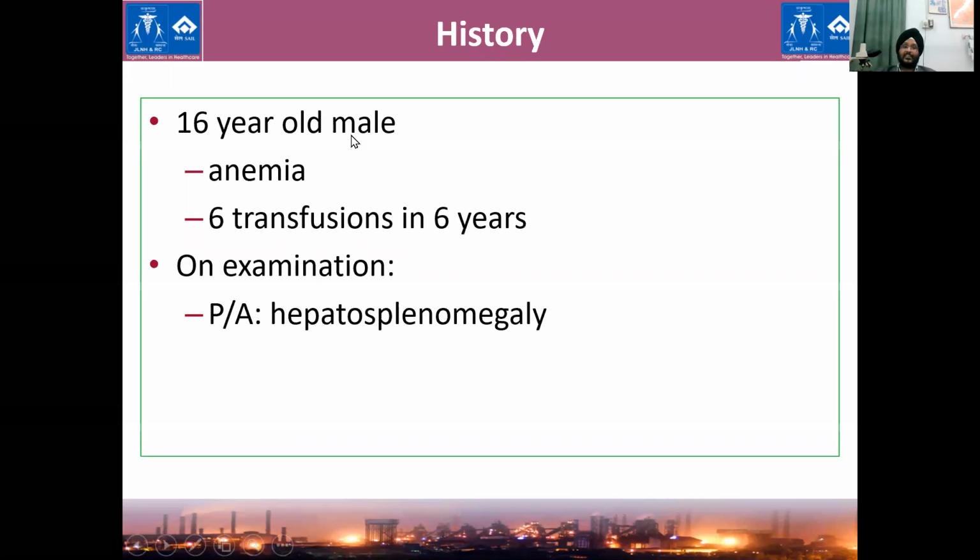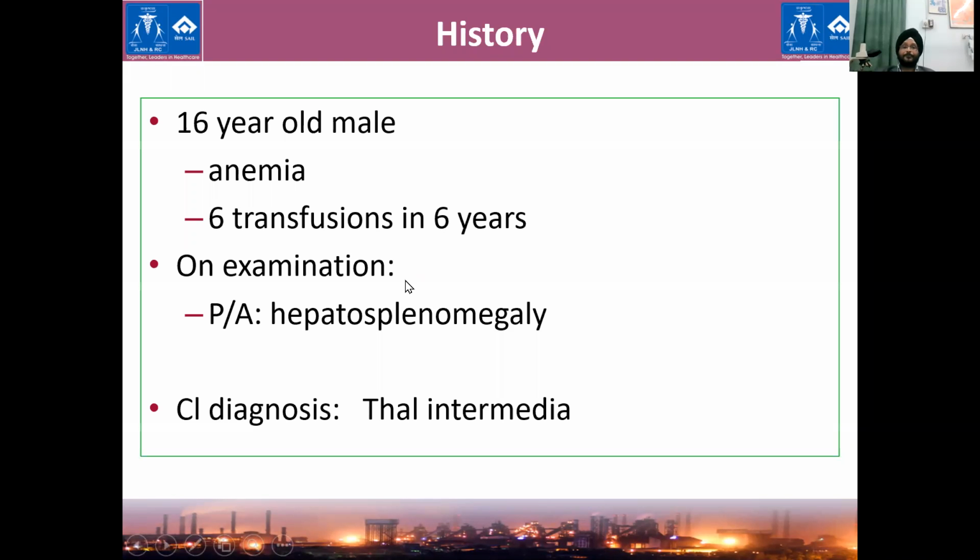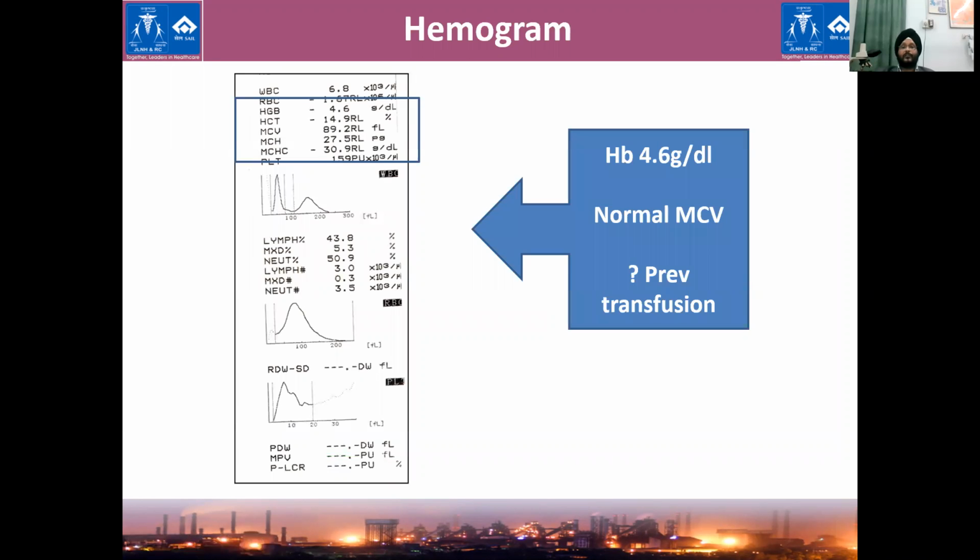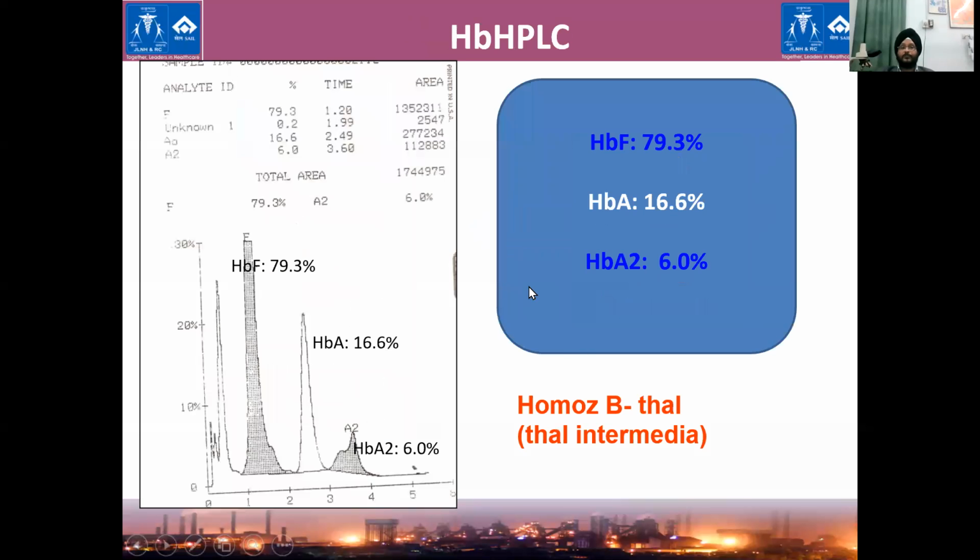This is a 16-year-old male. He presented with anemia, having a history of transfusion. He had hepatosplenomegaly. Clinically, a diagnosis of thal intermedia was made, and we got a hemogram done, which shows a hemoglobin of 4.6. MCV was normal. We thought it could be because of previous transfusion.